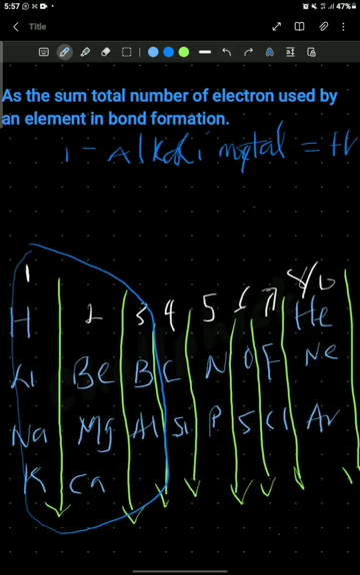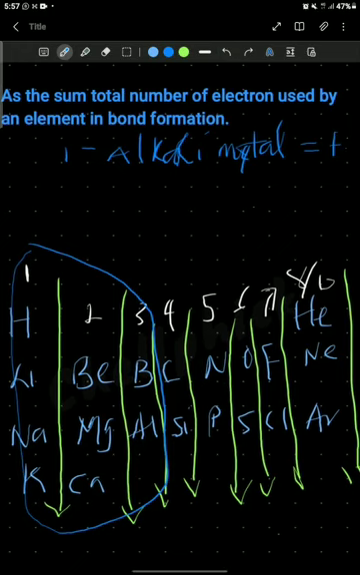Now, you need to understand and know a secret here: hydrogen is the only non-metal that is placed in a metal group. So you need to understand that alkali is +1. It means that the oxidation number of any alkali metal will be +1.